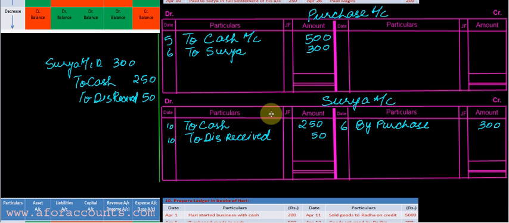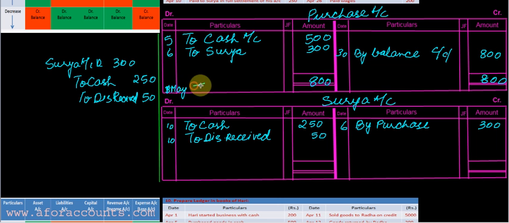Let's check the purchase account. 500 plus 300, we have a total of 800 here. This also needs to be 800 so that the total can become 800. So on 30th of April, by balance carried down 800. On 1st of May, to balance brought down below this total 800.